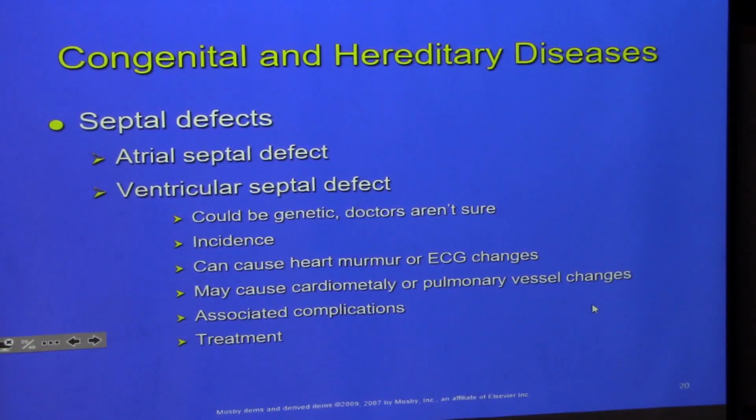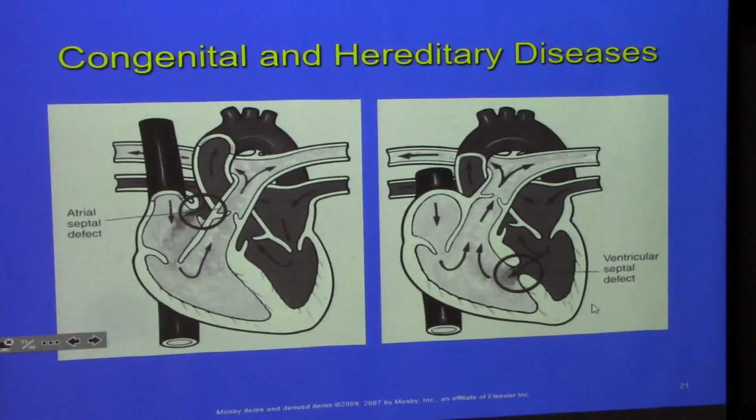And treatment is either surgery, or the doctors can go in and deploy a device called the Amplatzer, which I'm going to show you in just a minute. Basically it is a plug that goes over this hole. So if you look right here, see that hole there? That's an atrial septal defect. And see that gigantic hole right there? That's a ventricular septal defect. Now, the septum down here between the ventricles is really thick and strong. It's pretty uncommon for there to be a septal defect there.